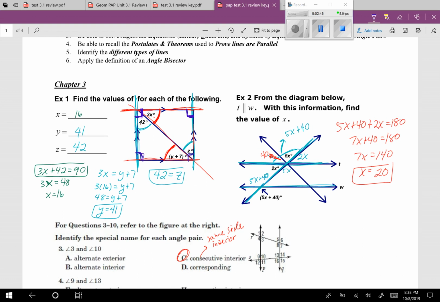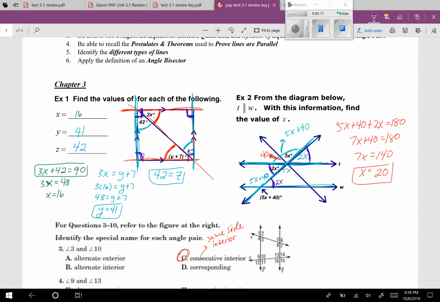Okay, example 2. This one here, we've got this parallel line here, and I'm going to concentrate on this transversal. The first thing I looked at was this 2x, and I looked at its vertical angle over here, so this is also 2x. So I knew those were congruent. We also know that this guy right here is 2x.